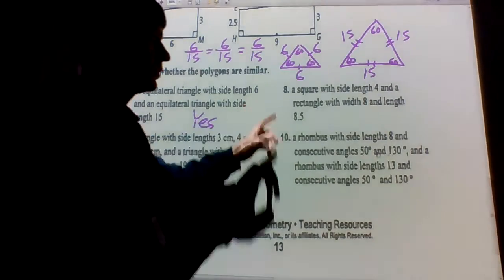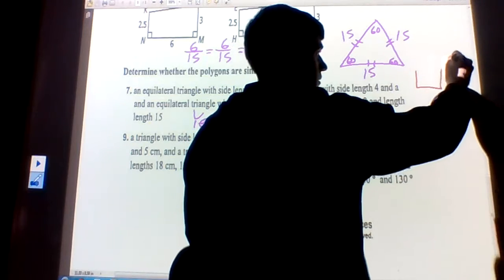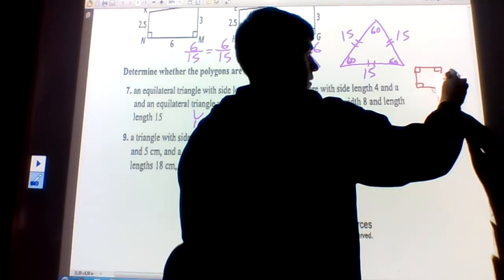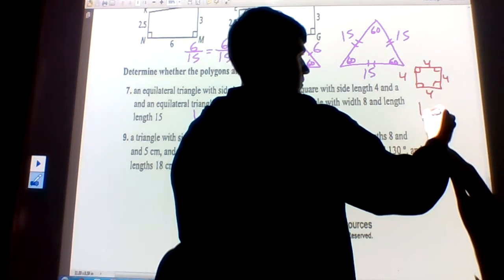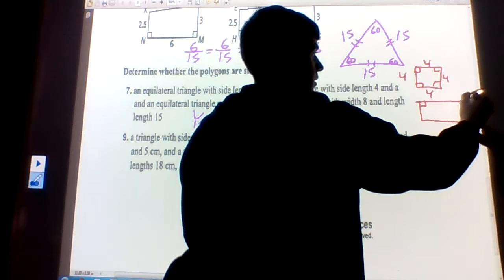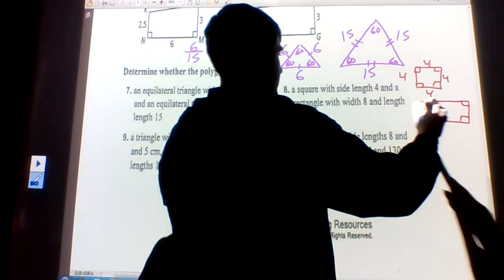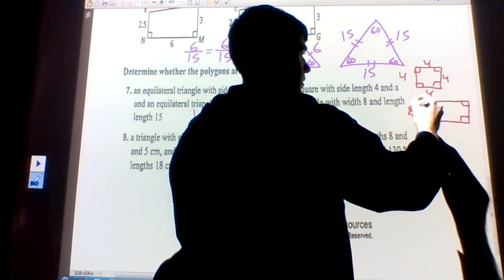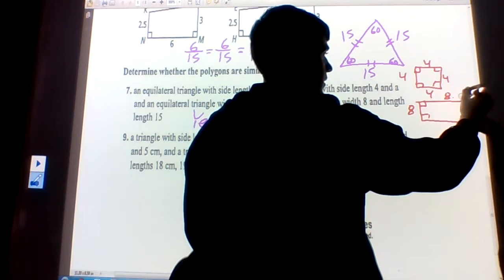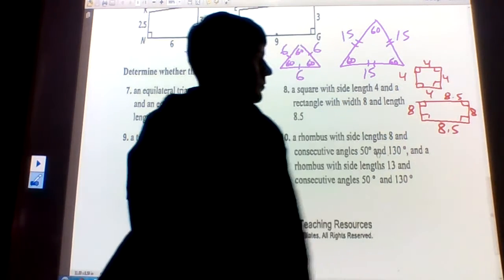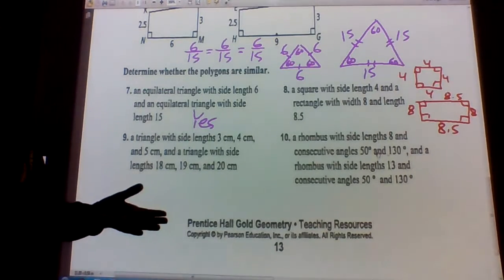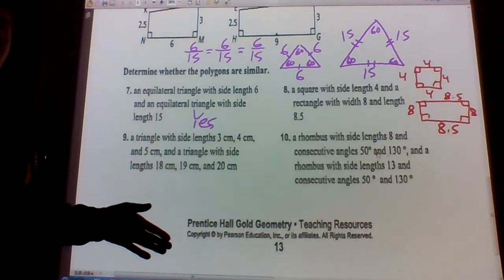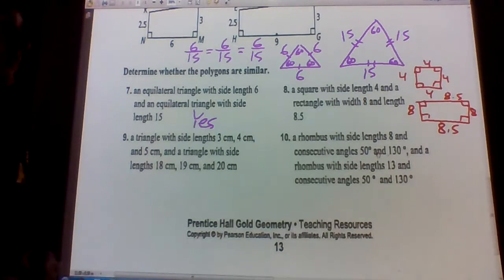Square with side lengths 4. So we know squares have right angles and the side lengths are 4. Okay, and a rectangle, we know rectangles all have right angles, and it has a width of 8 and a length of 8.5. Okay, well there's 4 pairs of congruent angles there, right? 90, 90, 90, and 90 matches up with 90, 90, 90, and 90. So the angles are congruent, but we also need the sides to be proportional.